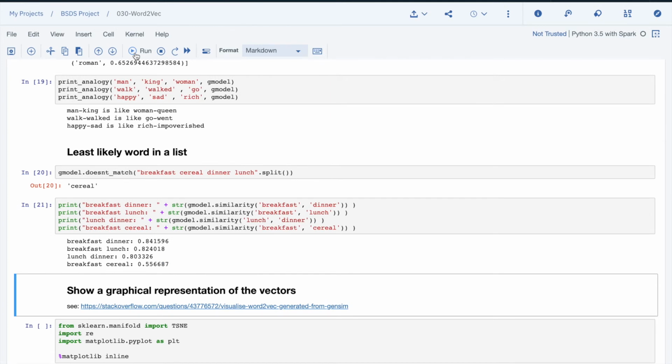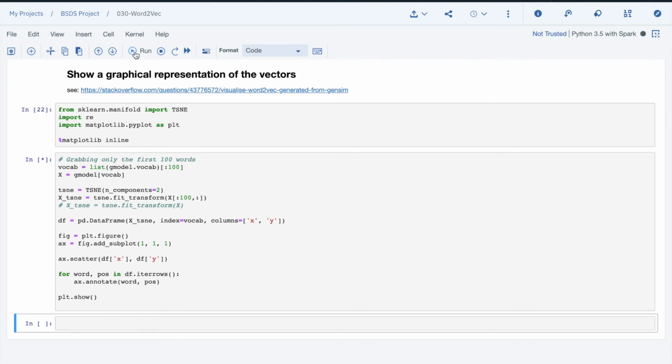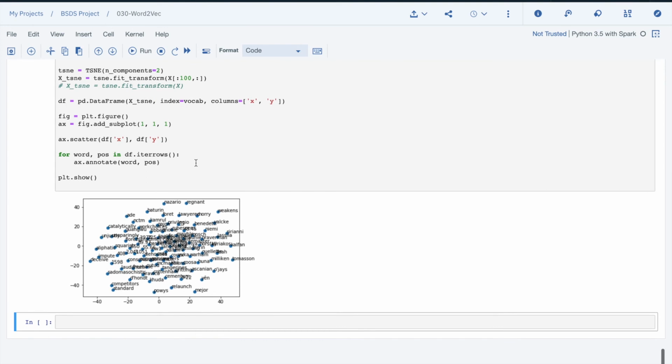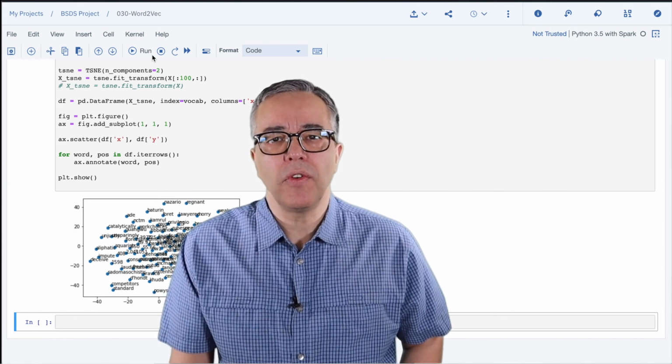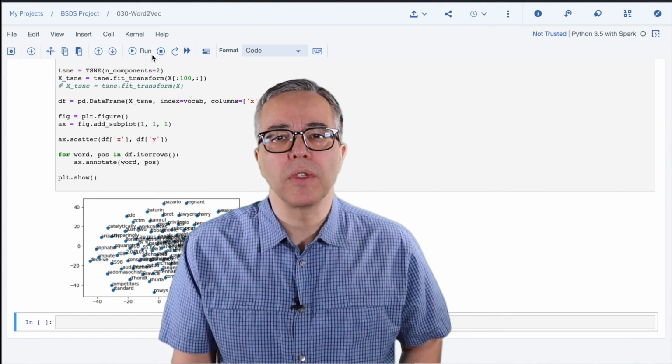To conclude, I want to show some code to visualize a grouping. To reduce the number of dimensions, I'm using TSNE, or T-Distributed Stochastic Neighbor Embedding. Obviously, the number of words displayed and the graphic size make a difference in how much information we can get out of it. In this video, we saw that words can be converted to numerical vectors that include context information of the words.